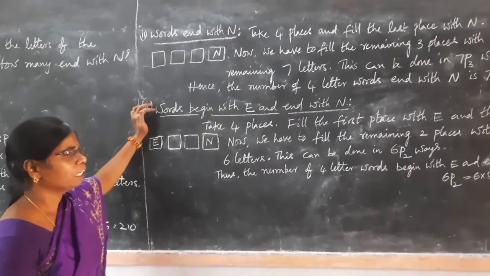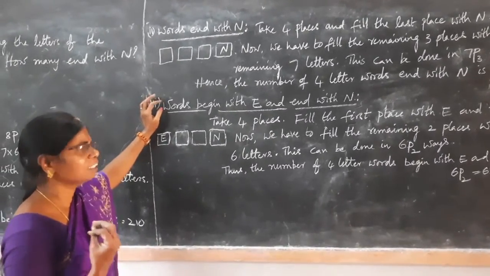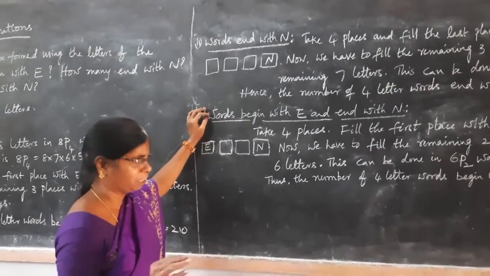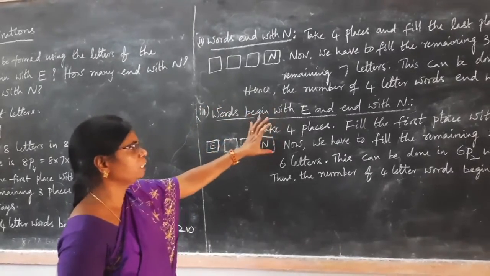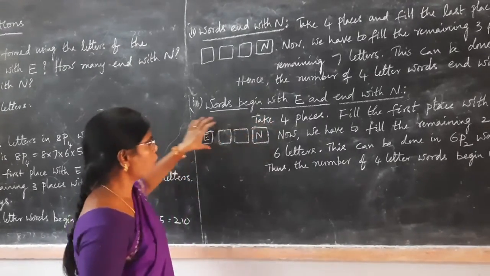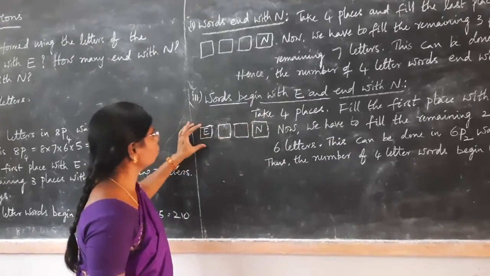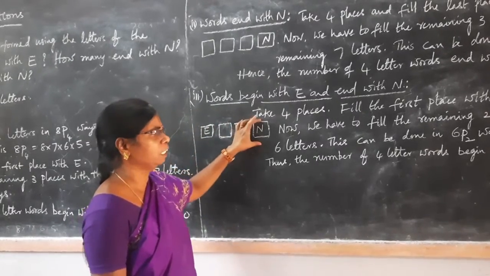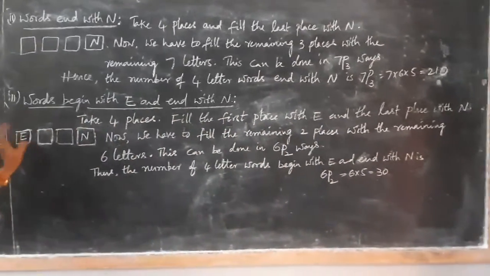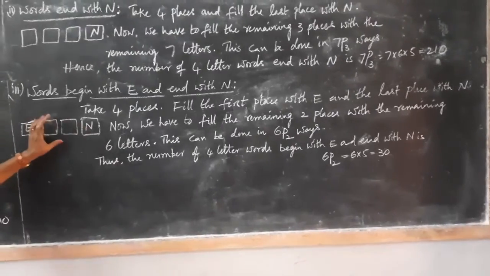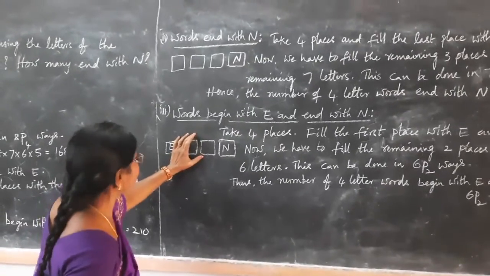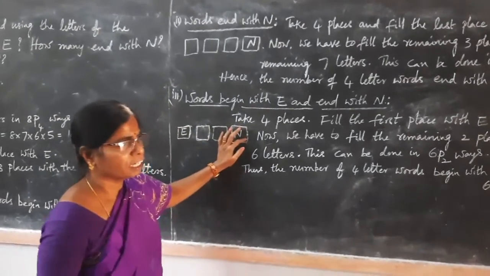For this, it's not a very difficult concept: whatever condition is given, we have to fulfill it first. So it has to begin with E and end with N. So I take 4 places here because 4-letter words are needed. I fill the first place with E and the last place with N. So after this we are left with 2 blank places, and out of the 8 distinct letters, if E and N are gone, we have 6 left.